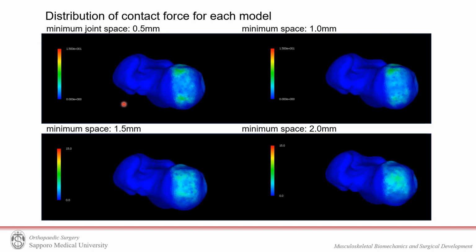Distribution of the contact force for each model. There is 0.5 mm in minimum joint space, and this is 1.0 mm, 1.5 mm, and 2.0 mm.